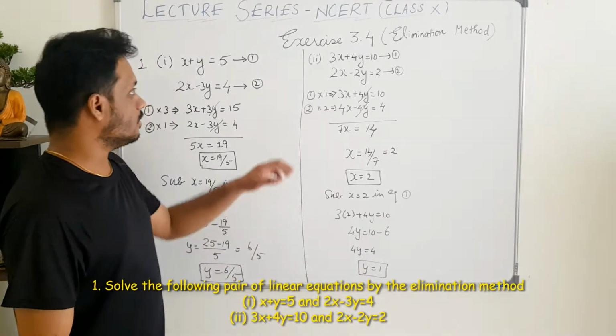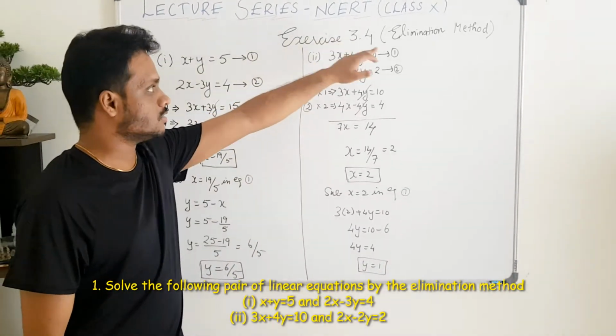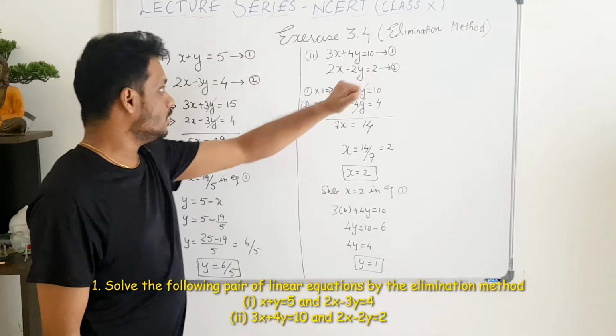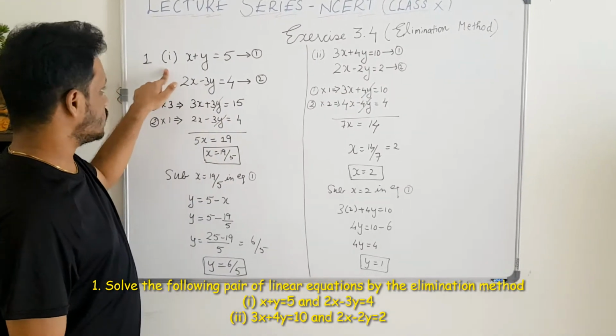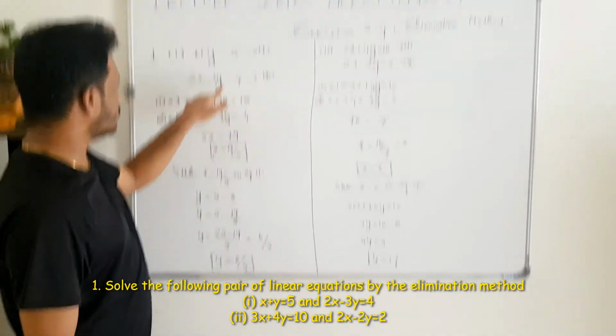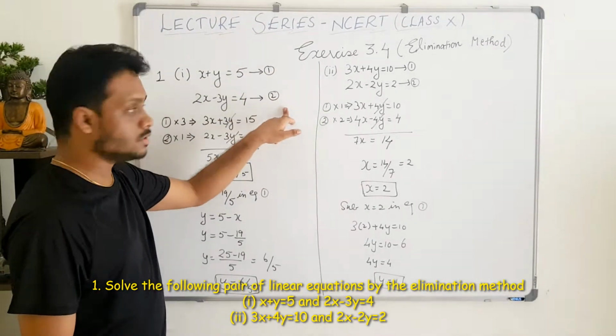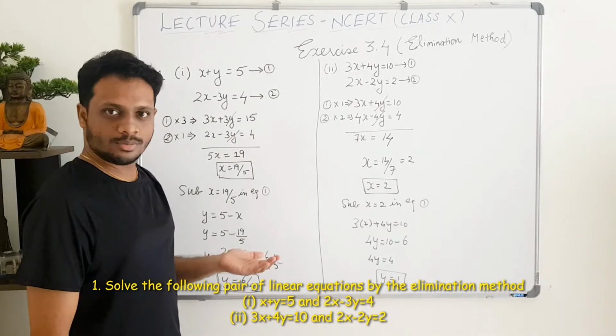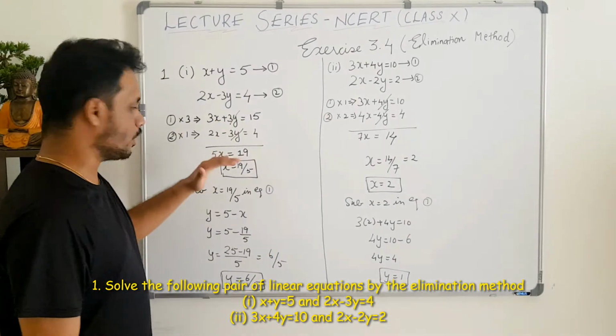Welcome back. This is exercise 3.4 and it is fully based on elimination method. This is the first question, this is the first subdivision. It says x plus y equal to 5, 2x minus 3y equal to 4. So these are the given equations. Since we have already discussed how to do elimination in the introductory class, I am directly going into the steps.